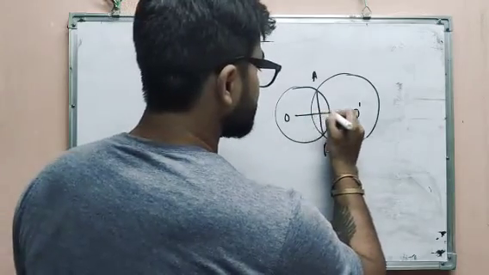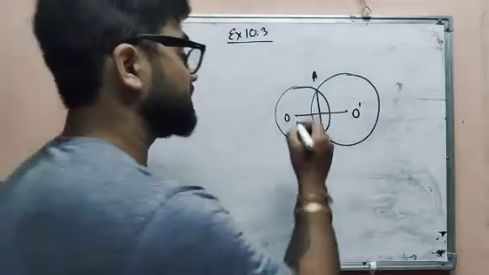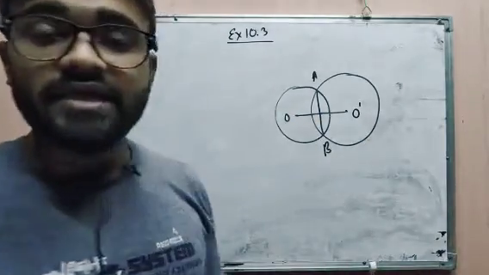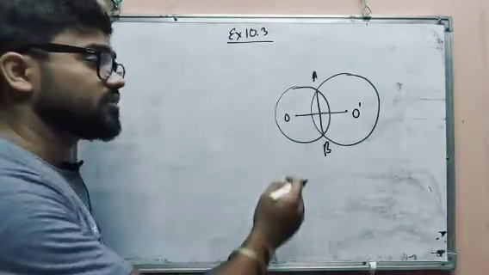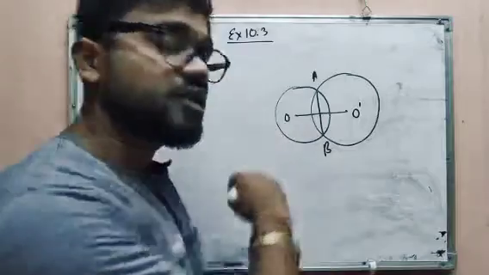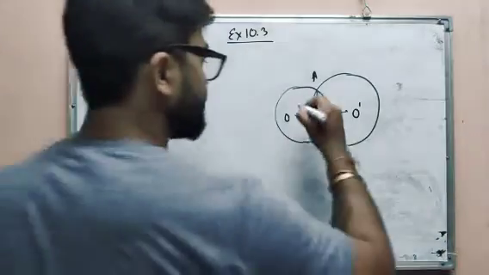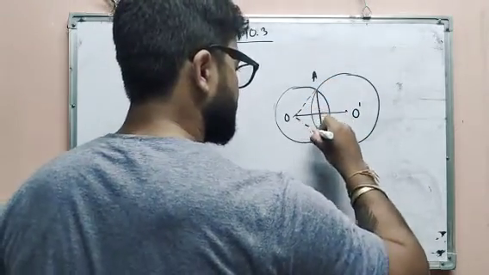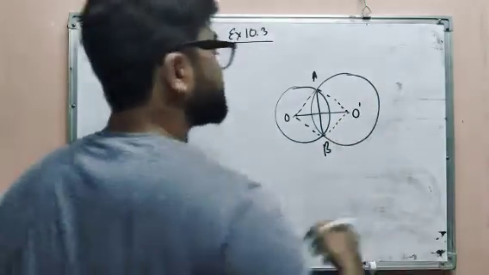Okay, so their centers lie on the perpendicular bisector of the common chord. So OO dash is the perpendicular bisector of the chord AB, and their centers, that is O and O dash, lie on that perpendicular bisector. We are asked to prove that. So for that, what we have to do? We have to first join OA, OB, then O dash A and O dash B. We have to join all these.